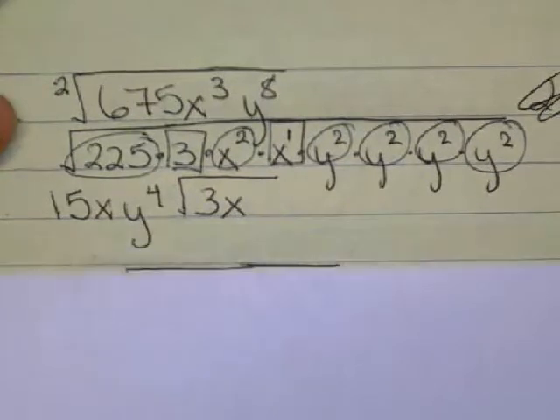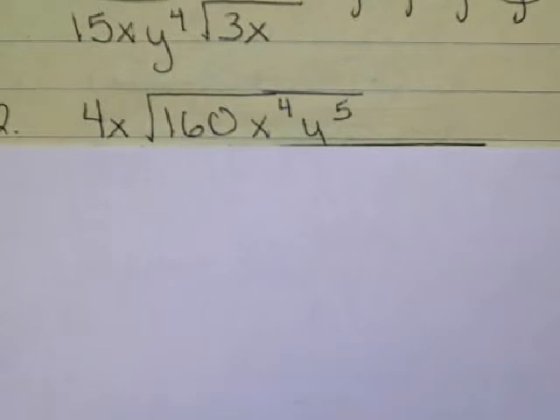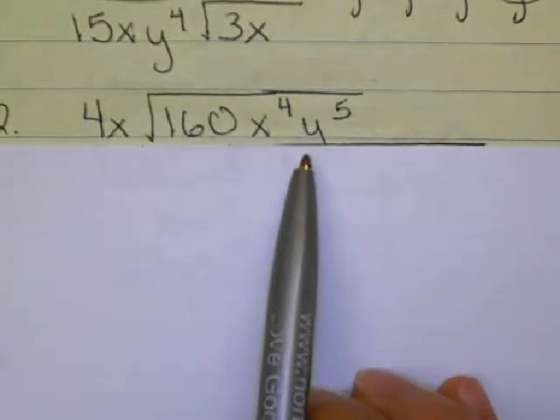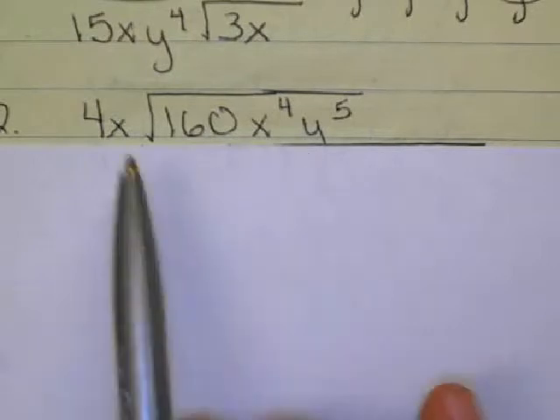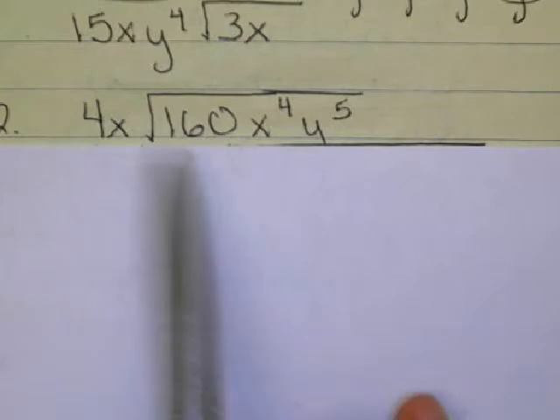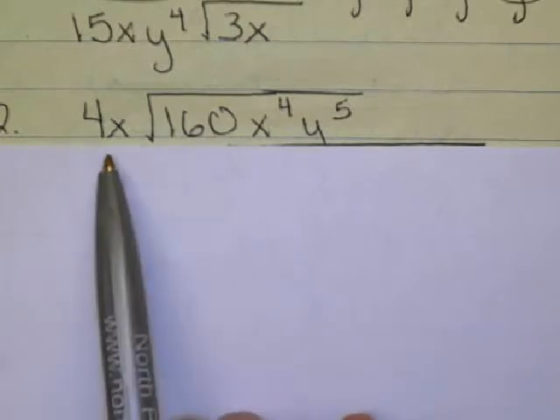Let's do another one. We have 4x times radical 160, x to the 4th, y to the 5th. So this is the same procedure, the only difference is we have something on the outside. So we just have to remember that when things come out, they multiply.